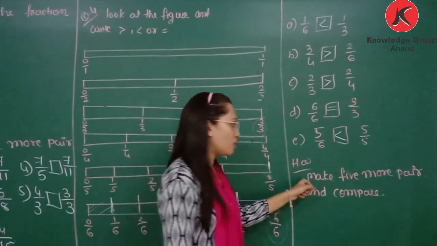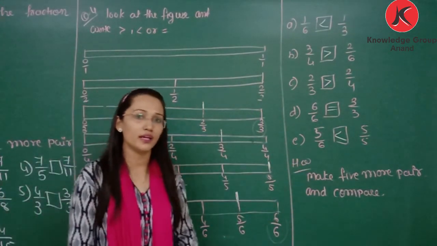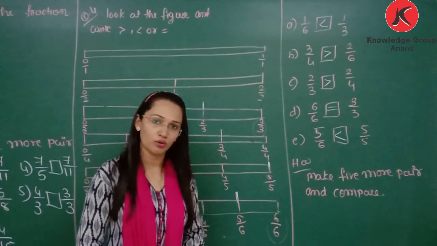You need to make 5 more pairs from this given part and compare them. That will be in your homework.